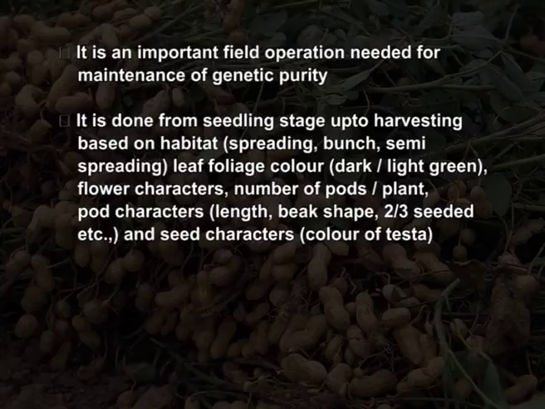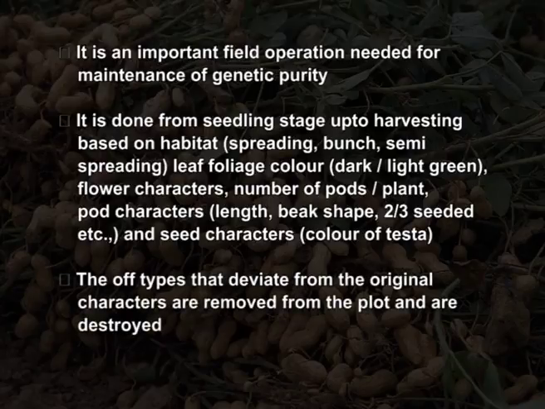Then leaf color, dark or light green, flower characters, the number of pods, pod characters, that is length, beak shape, whether it is 2 or 3 seeded, then seed characters, that is color of the testa. The off types that deviate from the original characters are removed from the plot and destroyed.